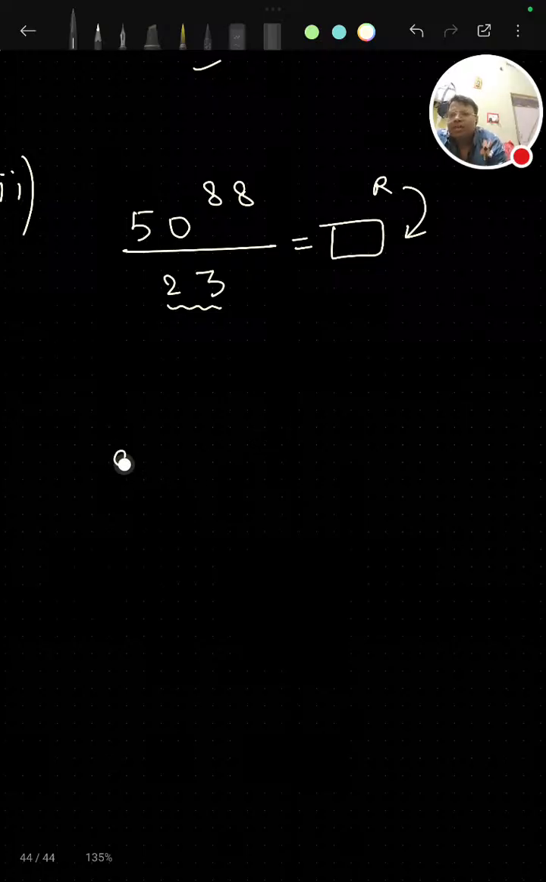According to Fermat's theorem, a and p are coprime numbers where p is a prime number. So the power must be p minus 1, then the remainder is 1. You can see that 23 is a prime number, we know that.